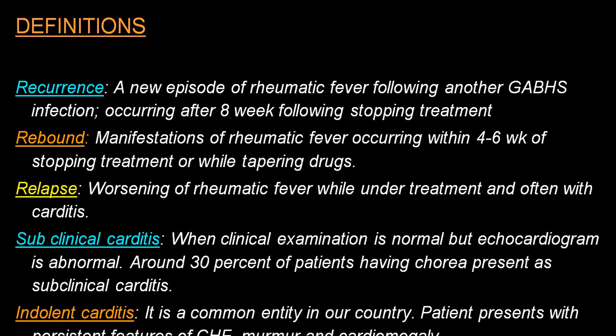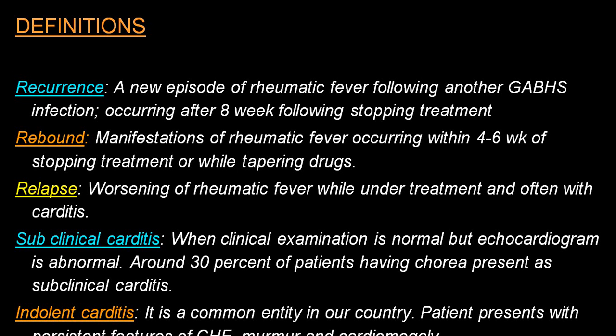There are some words very commonly used in rheumatic fever. Recurrence means a new episode of rheumatic fever following another group A beta hemolytic streptococcal infection, which occurs after 8 weeks of stopping treatment. Rebound is manifestation of rheumatic fever occurring within 4 to 6 weeks of stopping treatment or while tapering the drugs. Relapse is worsening of rheumatic fever while under treatment, often with carditis. So this is the difference: rebound occurs after stopping treatment, relapse is on treatment, and recurrence is after 8 weeks of stopping treatment.